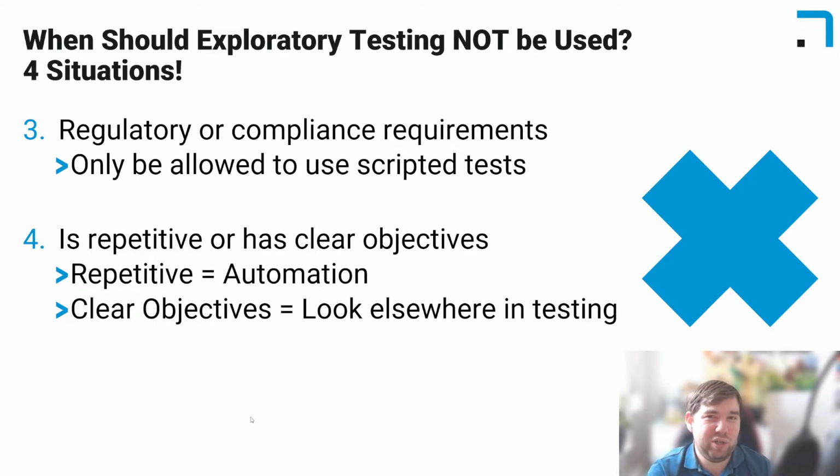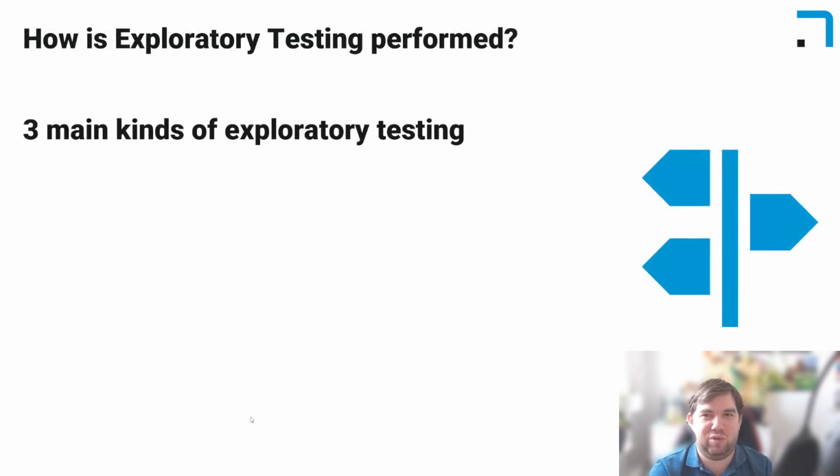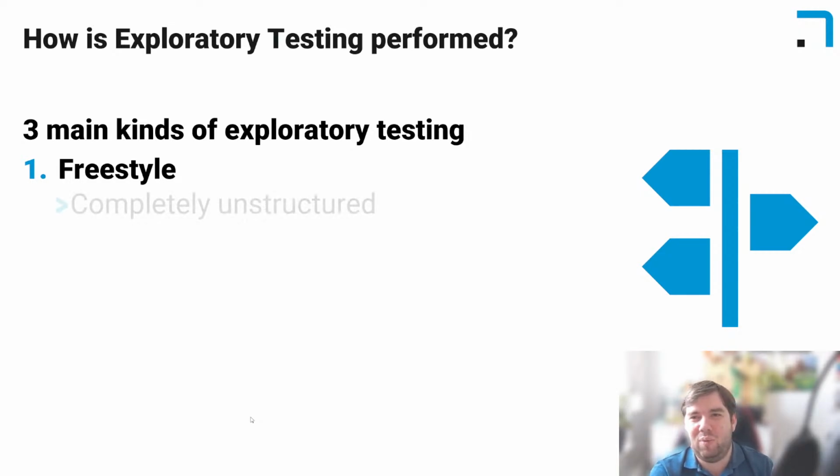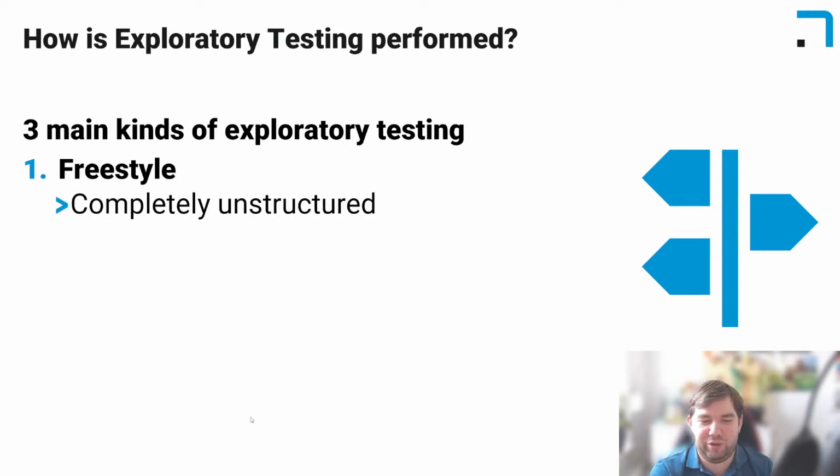So that covers when we should use it and when we shouldn't. But how do we actually do it? How do we actually perform exploratory testing? I'd say there are three main kinds of exploratory testing that we can look at. The first is freestyle. This is the stereotypical exploratory testing, where it is completely unstructured. The tester will take the software and do whatever they want, explore it as much as they'd like to their heart's content, and try to find defects from it.